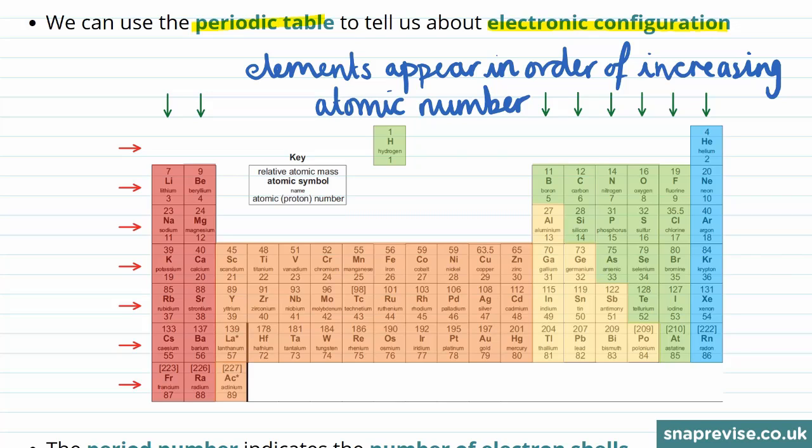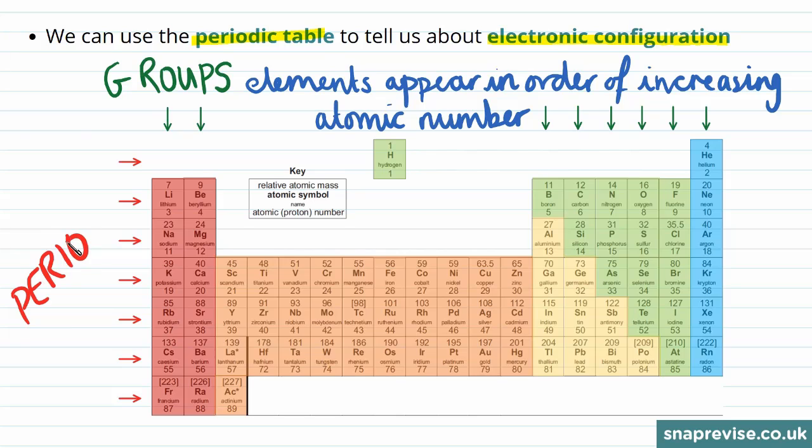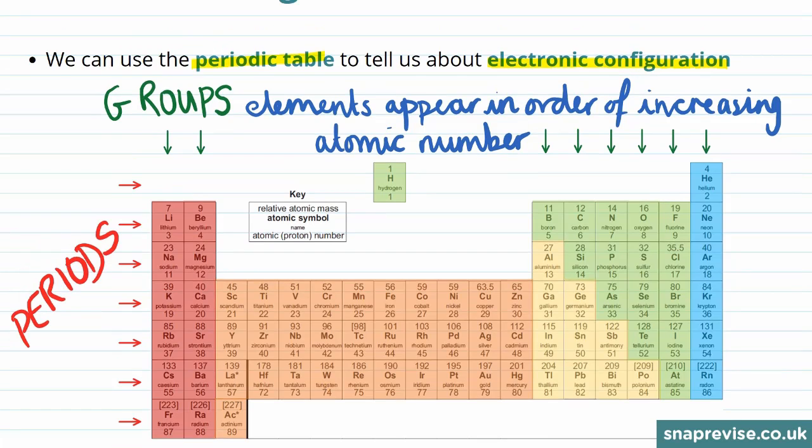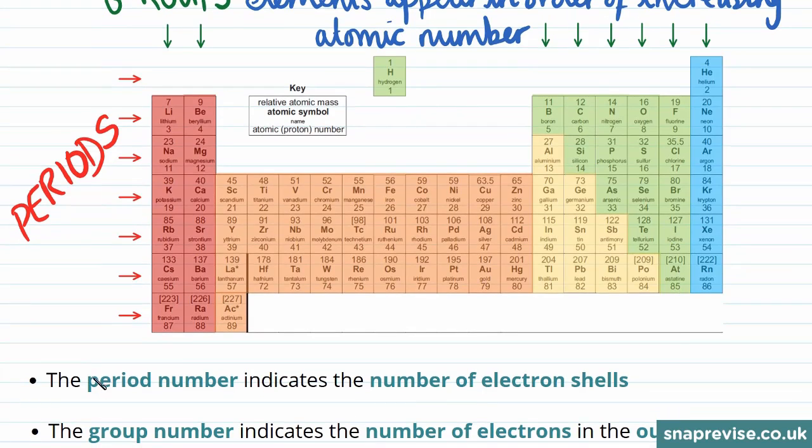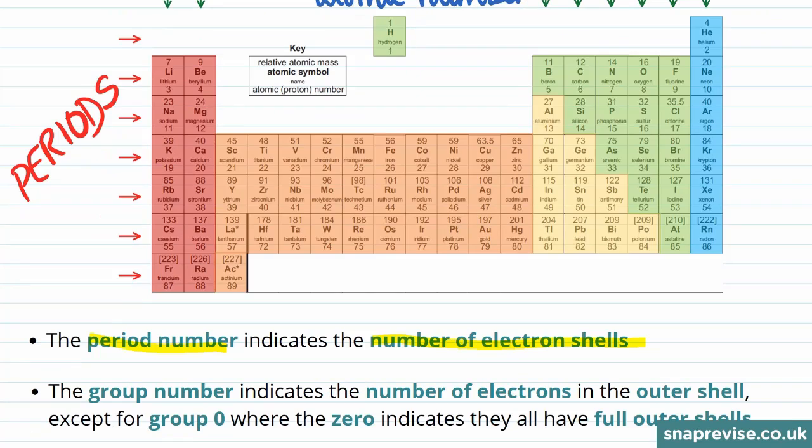We can also identify what is known as groups and periods. The columns in the periodic table are known as the groups, whilst the rows in the periodic table are known as the periods. The periods are numbered from 1 onwards going down the periodic table, and the groups are numbered from left to right. The period number of an element indicates to us the number of electron shells that are filled. Elements on the first row of the periodic table are in period 1, and these elements have their outermost electrons in the first electron shell, whilst elements in the second period have their outermost electrons in the second electron shell.